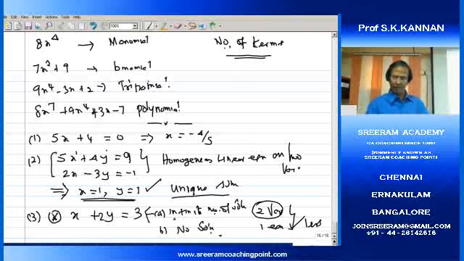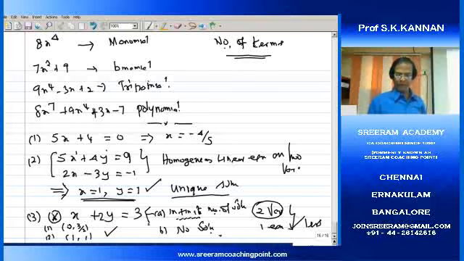Infinitely many solutions. Tell me one solution. Tell me another solution. Yes, we can tell ourselves. When I put x equal to 0, y is 3 by 2. When I put y equal to 1, I get x to be 1. Like that, we can tell lots of solutions ourselves.